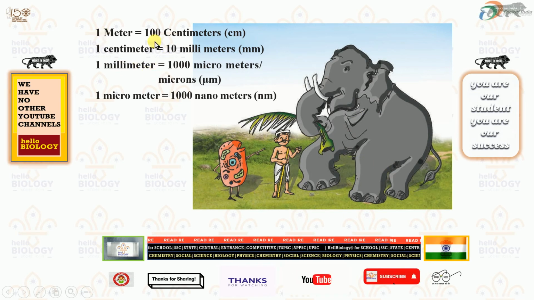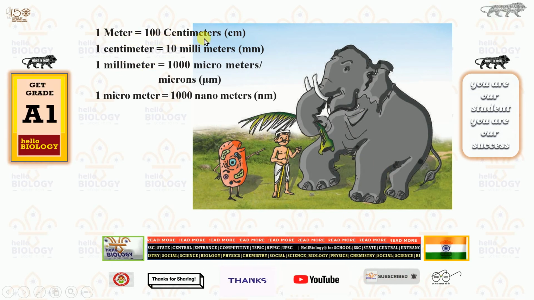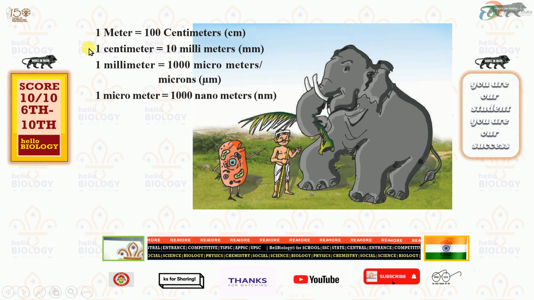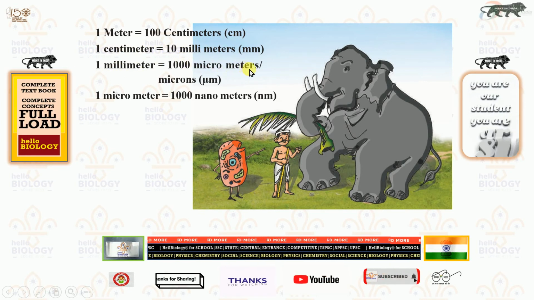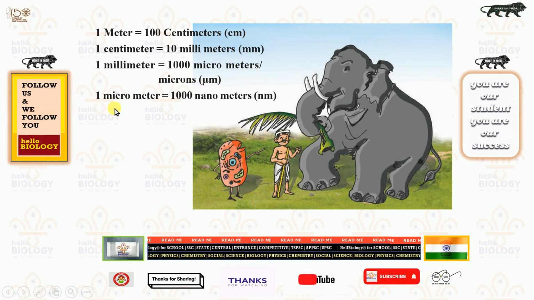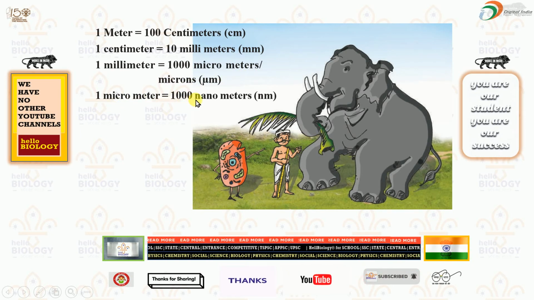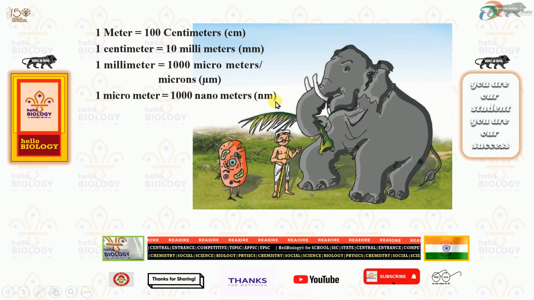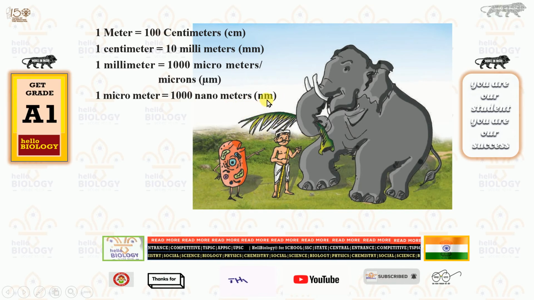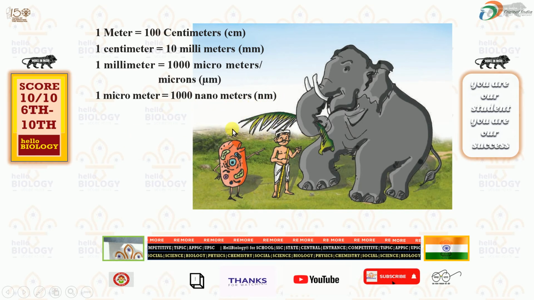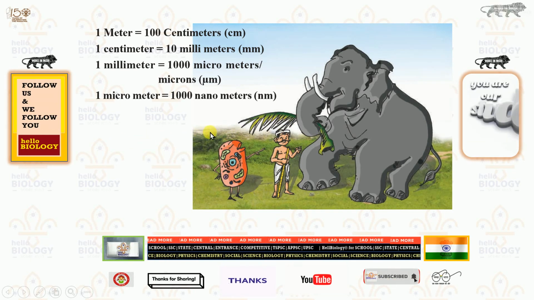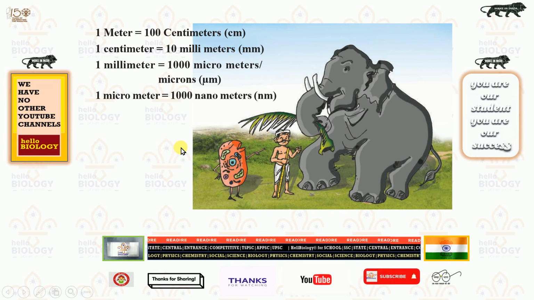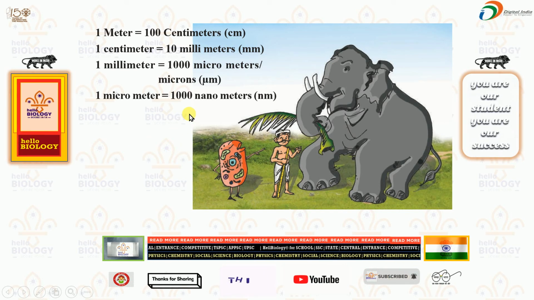Here you have some data. 1 meter equals 100 centimeters, the unit is cm. 1 centimeter equals 10 millimeters, 1 millimeter equals 1000 micrometers, also called microns. 1 micrometer equals 1000 nanometers. The nanometer unit is nm. These topics you need to revise for the second chapter. Apart from this, nothing will be asked in your exams. And the third chapter also will be there, and we will continue the third chapter revision.